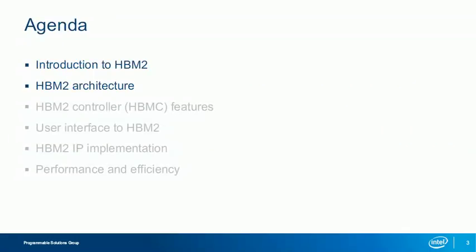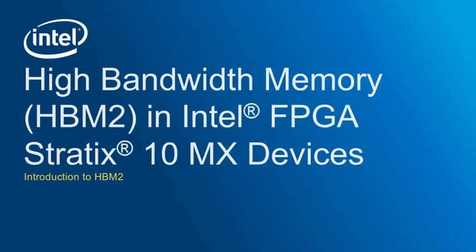Here is the agenda for this training. This first part of the training is an introduction to the HBM standard, including a look at its unique features and its architectural design. In subsequent parts of the training, you'll learn about the features of the hardened HBM controller, or HBMC, the user interface required from your design to communicate with the controller, how to implement the interface in the Intel Quartus Prime software, and how to measure and optimize the performance and efficiency of the interface. Let's get started with an introduction to high bandwidth memory.